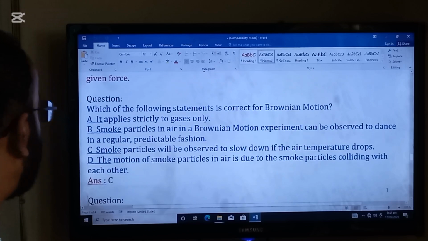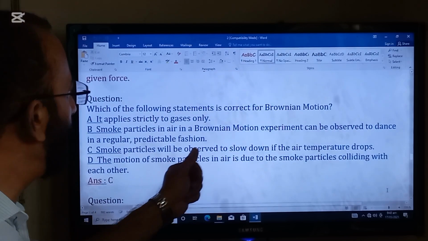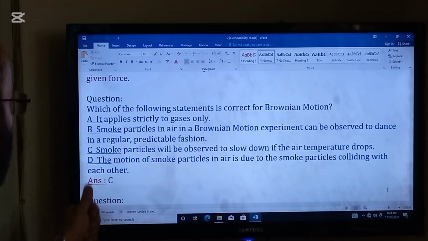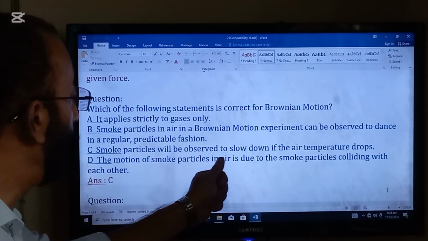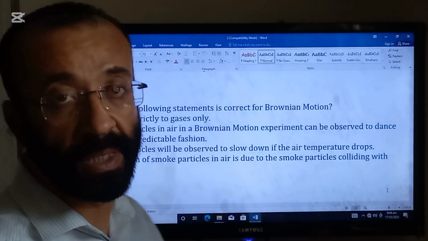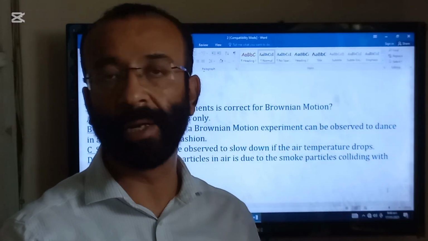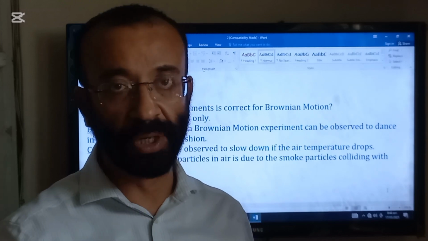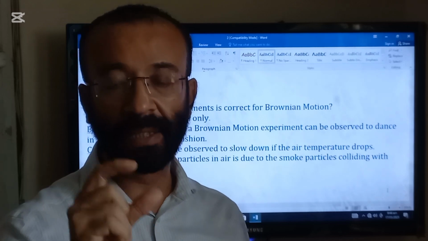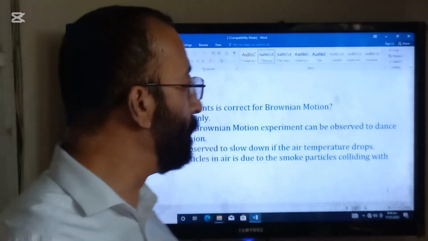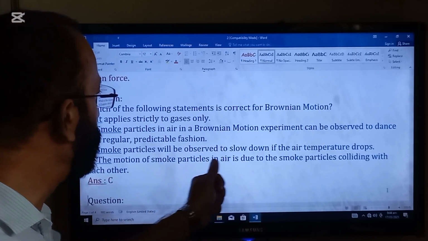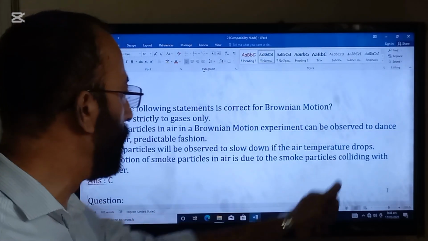Next question is, which of the following statements is correct for Brownian motion? C option is right, that is, smoke particles will be observed to slow down if the air temperature drops, because the movement of the particles is directly related to the temperature. The higher the temperature, the more rapid the movement of the particles. The lower the temperature, the slower the movement. So C option is, smoke particles will be observed to slow down if the air temperature drops.